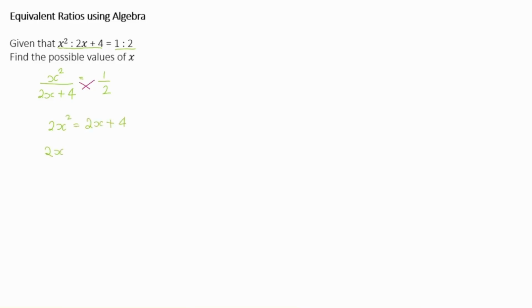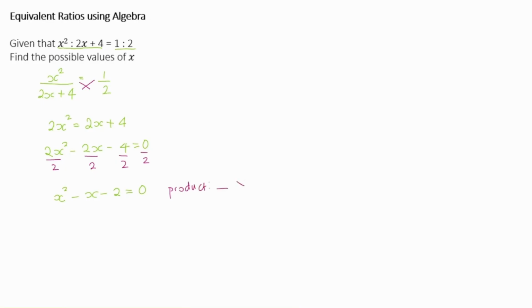If we now move everything onto the left-hand side, this will give us 2x squared minus 2x minus 4 is equal to 0. Because all of our terms in this equation have a common factor of 2, we can divide all through by 2, and that will give us a simplified equation, which is x squared minus x minus 2 is equal to 0.